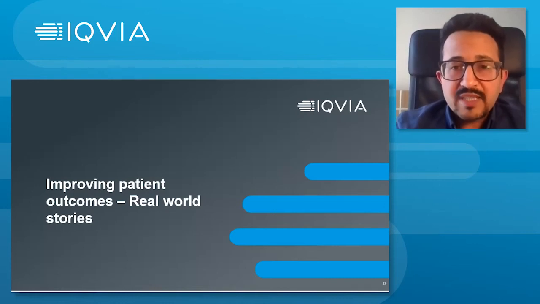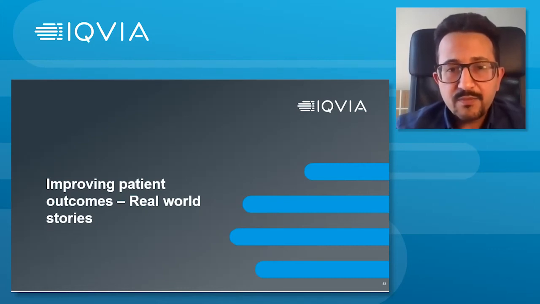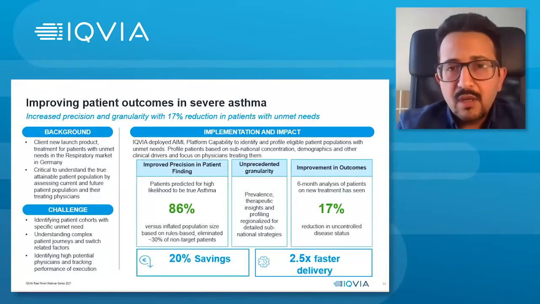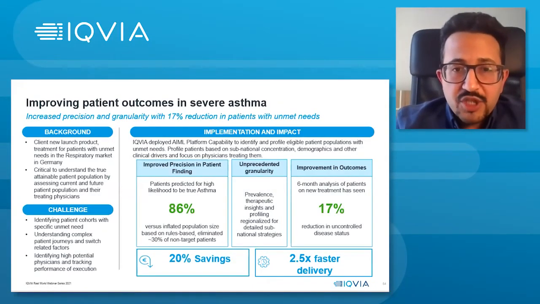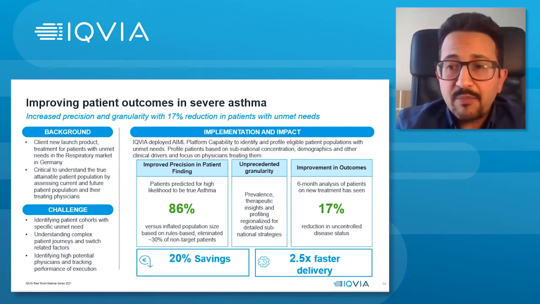I'm going to take you through a couple of examples of how IQVIA's AI/ML-powered technology is providing scale and efficiency-driven patient-finding solutions. We've enabled the solution in Germany, wherein one of our clients wanted to launch a brand for uncontrolled asthma. And as you would be aware, there's a considerable overlap of treatment for asthma and COPD. With the use of technology and AI/ML, we firstly were able to identify true asthma patients with a high level of precision of 86% as compared to rules-based methods, and thereby eliminating 30% of non-target patients.